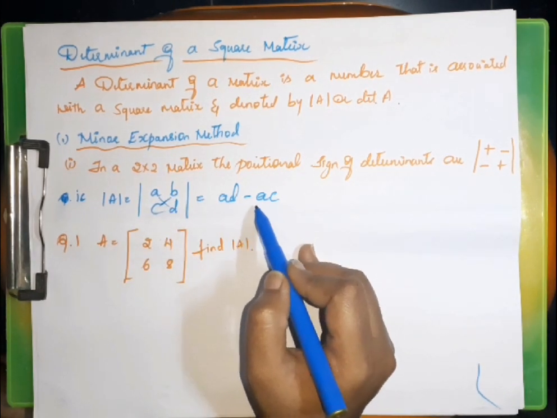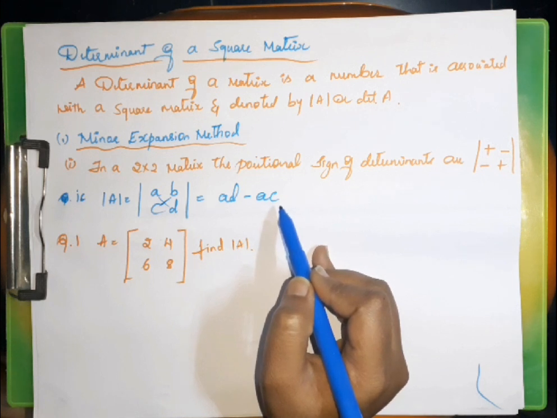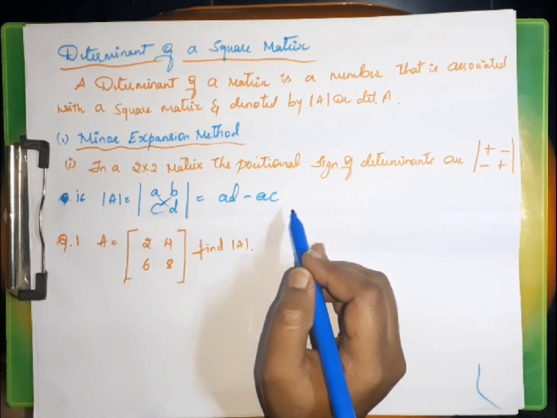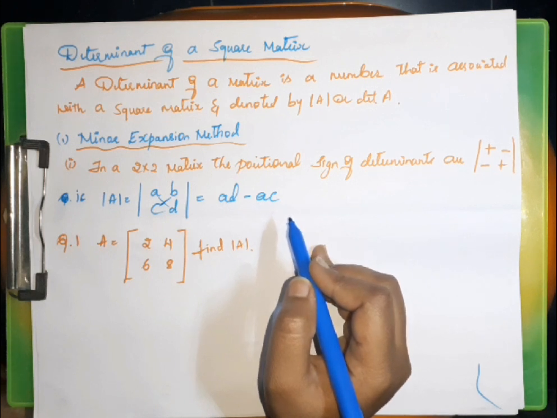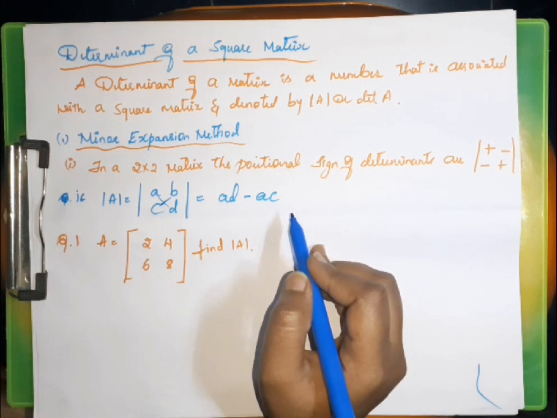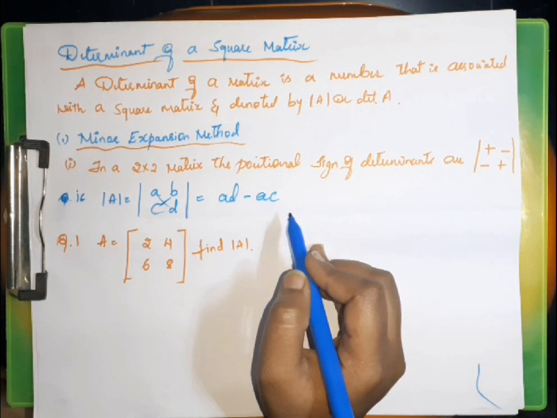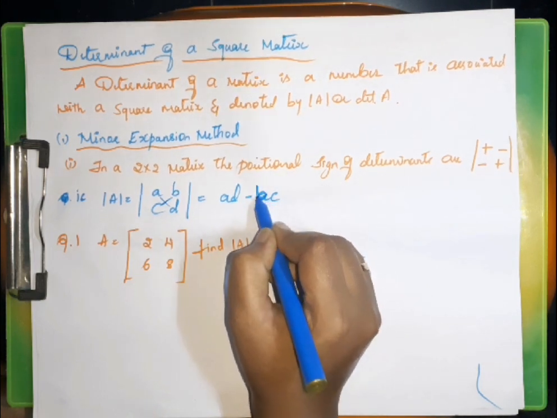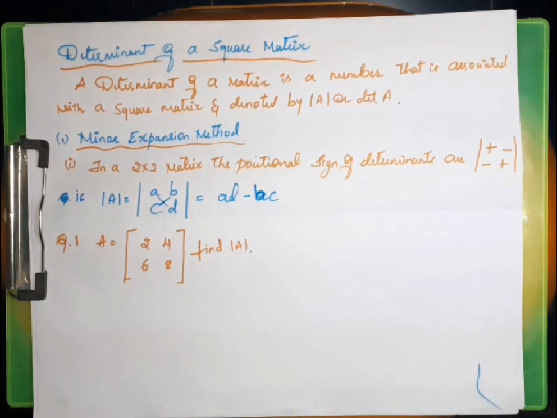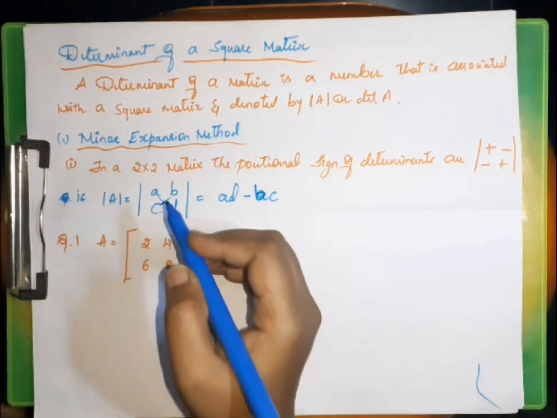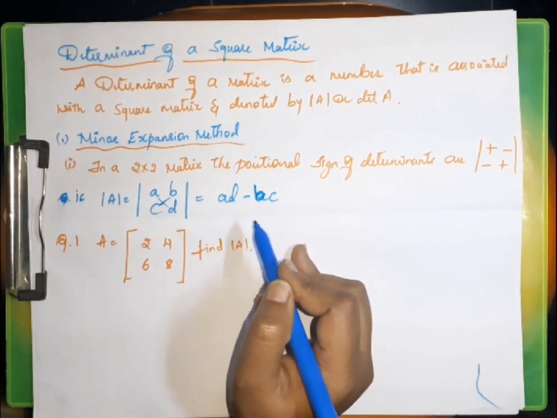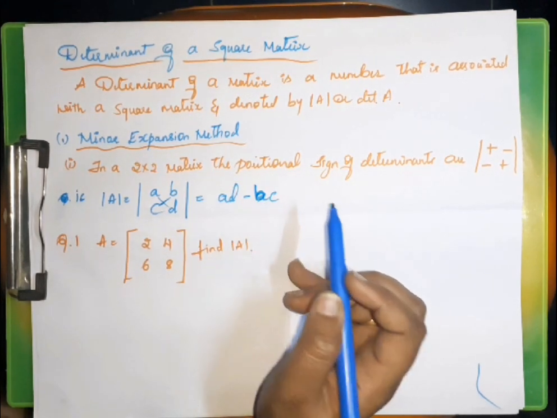So AD minus, wait a minute. This is AD minus BC actually. I made a mistake here. We are cross multiplying, so AD as well as BC. This is how we calculate determinants for order 2 into 2.